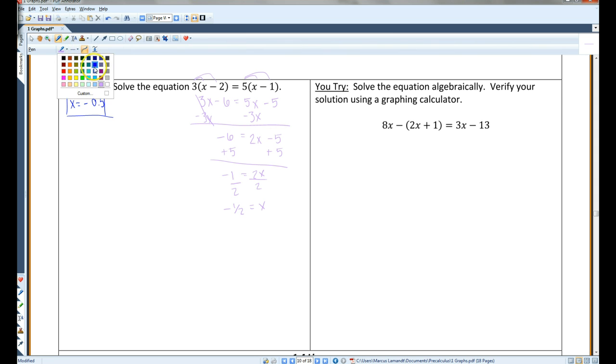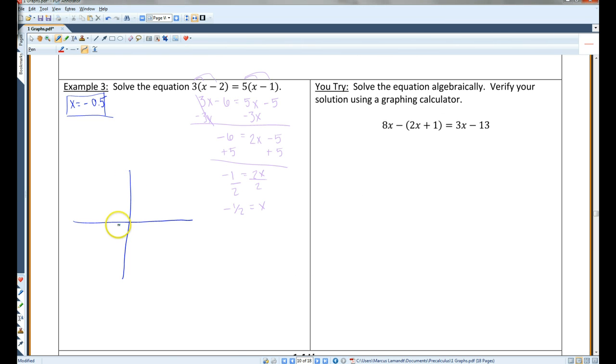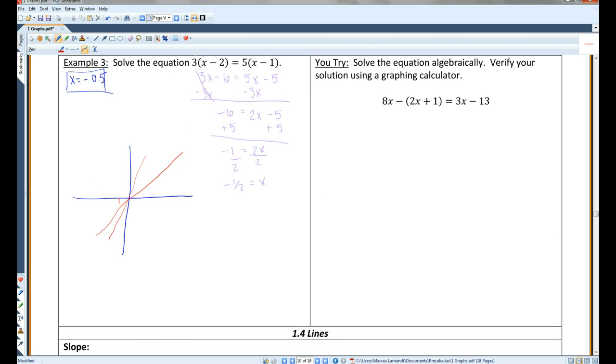Now I'm just going to draw a quick sketch of what it looked like so we can remember. It already turned off. It was something like this. Okay? Alright, you guys can try this one over here.